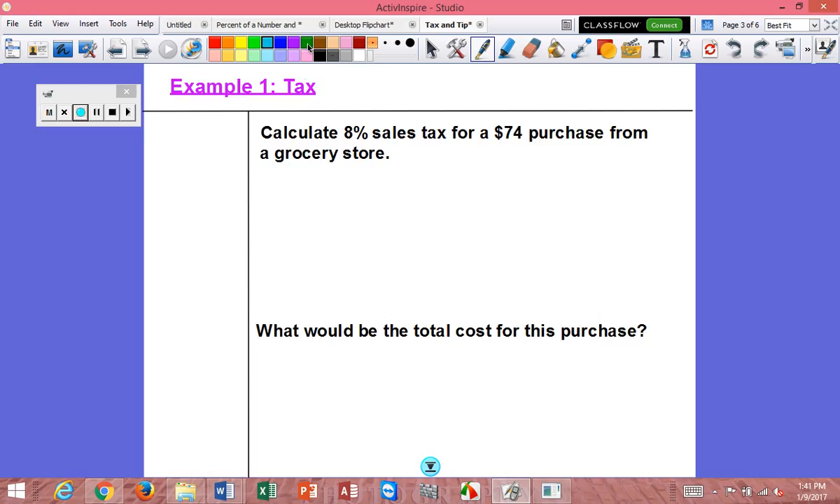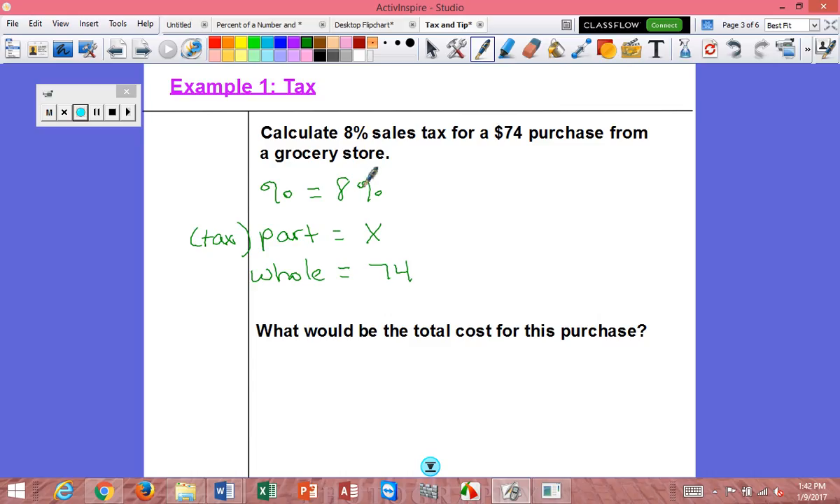All right, let's go ahead and do some examples together. Example 1: calculate 8% sales tax for a $74 purchase from a grocery store. Let's identify our parts here. We have a percent, that would be 8%. Now we're looking for the part and the whole. The whole is whatever the original total was, so originally this purchase was $74. The part is how much tax is going to be added on to this purchase. I don't know what that part is. That's the actual tax.